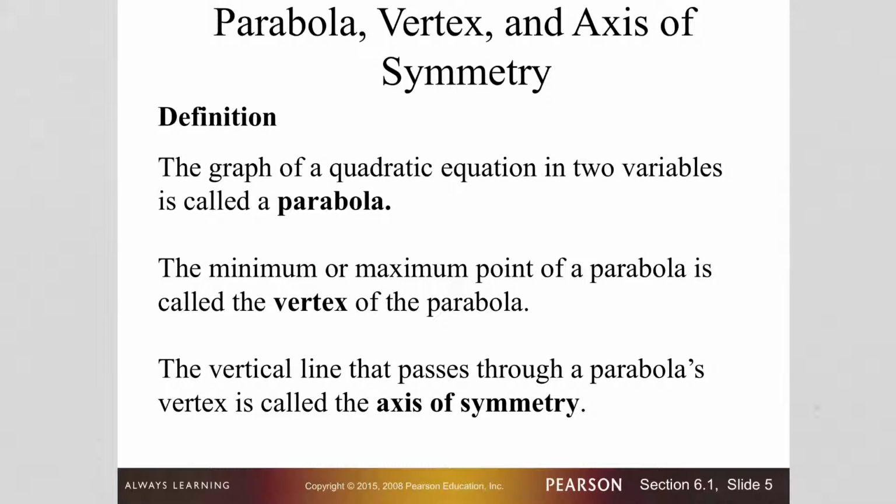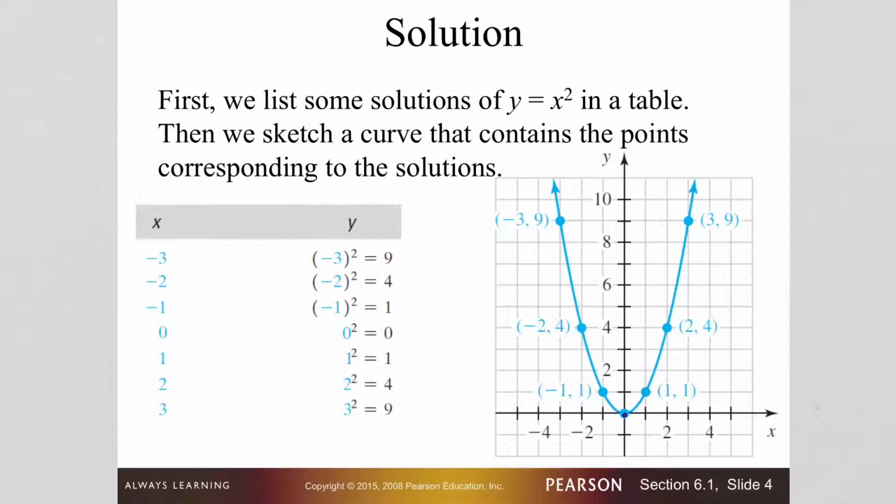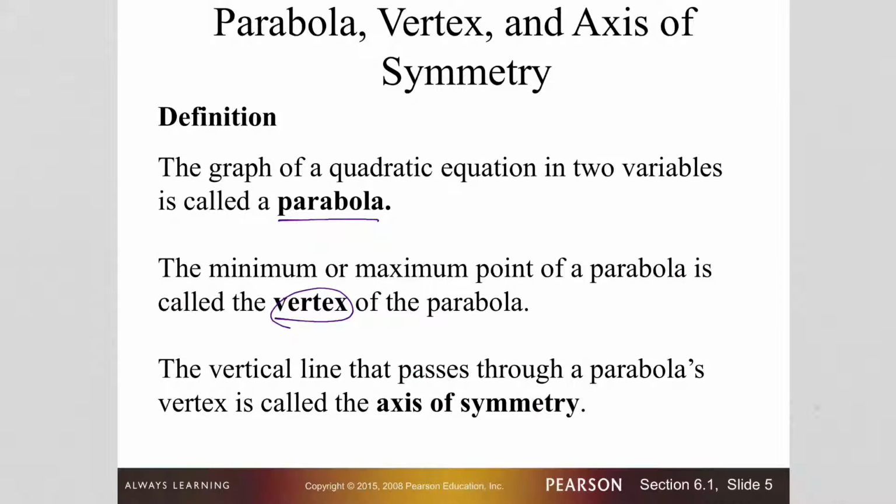Alright, so on this page we're going to talk about the name of that graph, which is called a parabola. And you have a vertex. If you want to look back at this page right here, the vertex is the turning point. It's the place where the graph makes a turn and goes in the other direction. The vertical line that passes through a parabola's vertex is called the axis of symmetry.